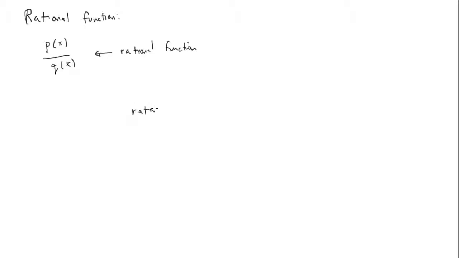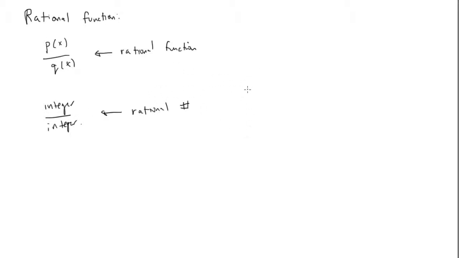Okay, in this video we'll look at rational functions. A rational function is just a fraction of polynomials. So if we have a polynomial p and a different polynomial q, then p over q is a rational function. The terminology comes from a rational number, which is something like an integer divided by a different integer.